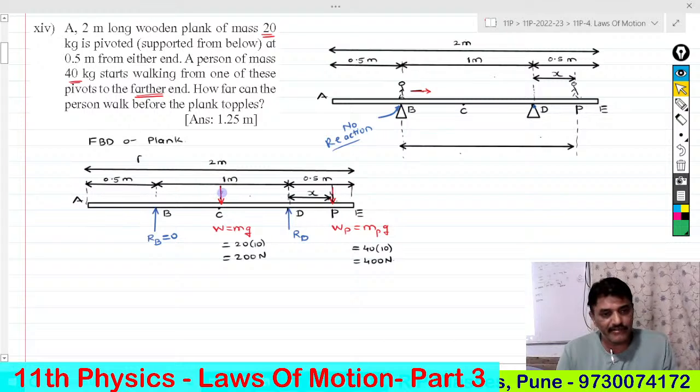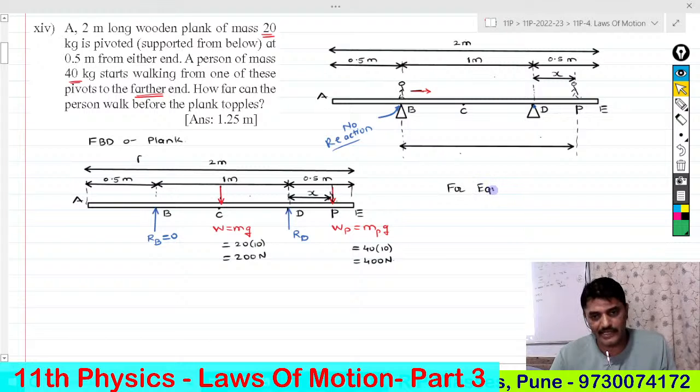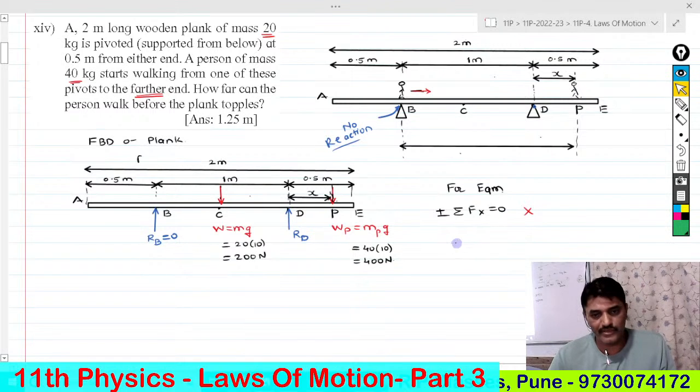Now there is this force and this force. So there are three forces because this one is to be neglected. This is not there. Now for equilibrium, I will apply the conditions for equilibrium. For equilibrium, what do we say here? Summation of forces in the x direction is equal to 0. But there are no forces acting in the x direction. So this equation is of no use for me.